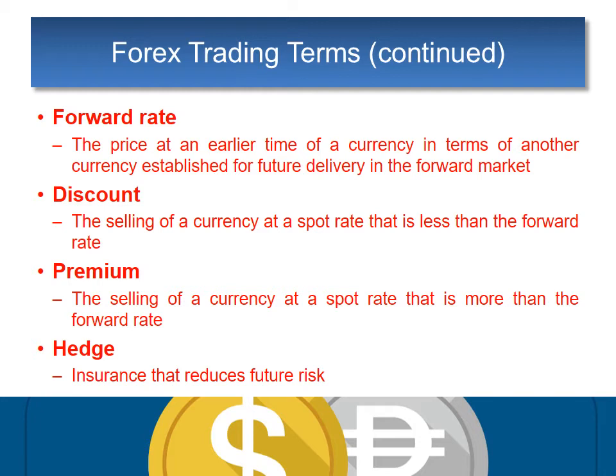Again, firms use the forward market to lock in future exchange rates and insure against uncertain future currency movements. This method of setting forward rates is an insurance that reduces future exchange rate risks. This method of risk protection is also called hedging or a hedge.